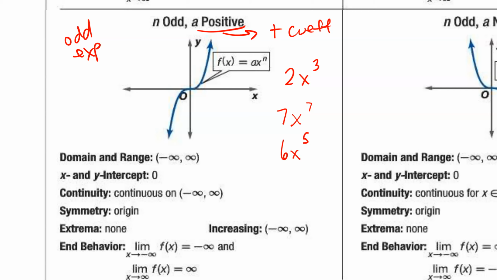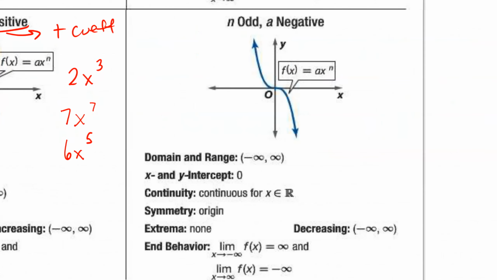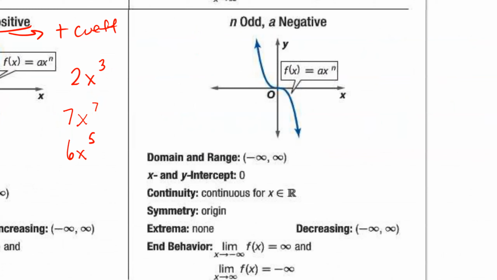Notice all these are monomials. They all have one term. So if I wanted to graph 7x to the 7, it's going to roughly look like x cubed. If I want to graph 6x to the 5th, it's going to look super similar to x cubed. It just might be a little skinnier. Same shape. You can read over this. We're going to be going over examples to talk about it anyway. And then lastly, if I have an odd exponent and a negative coefficient.